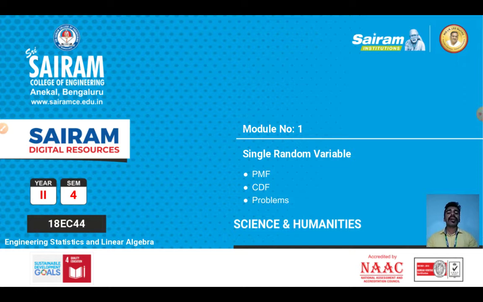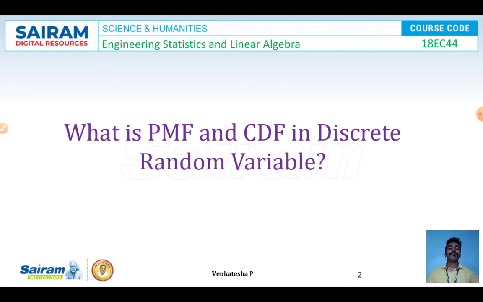In my previous class, we discussed the introduction to single random variables and the types of single random variables. So in this lecture video, we'll be discussing briefly the probability mass function and cumulative distribution function for the discrete random variable case, and problems based on discrete random variables. First we will see what PMF and CDF are in a discrete random variable and how to find them.